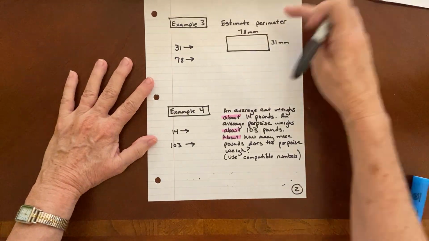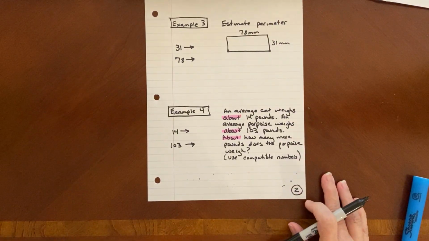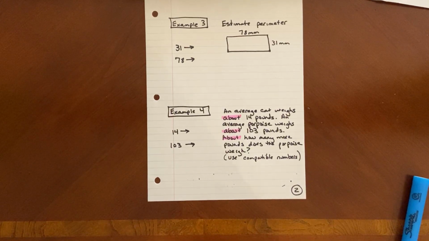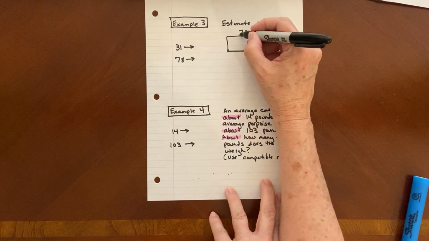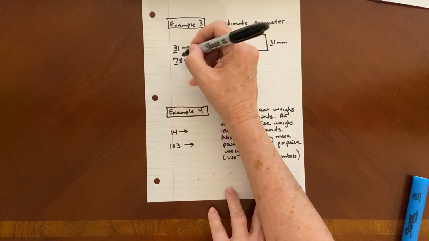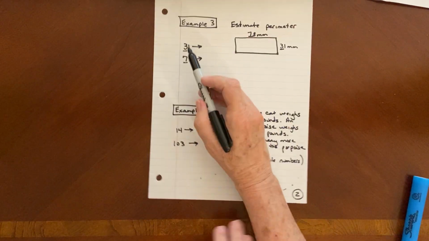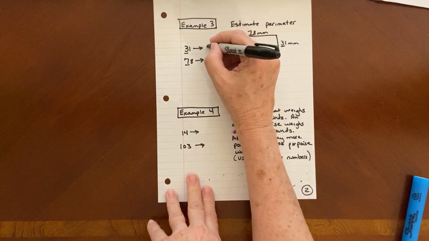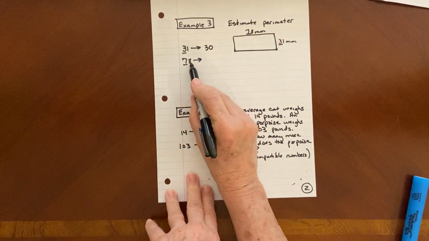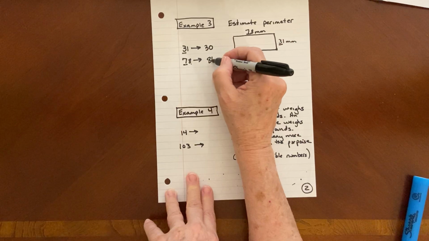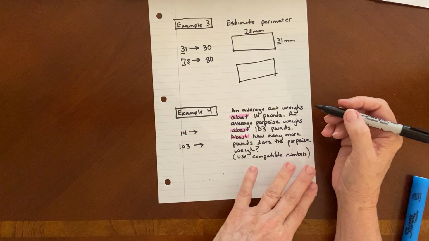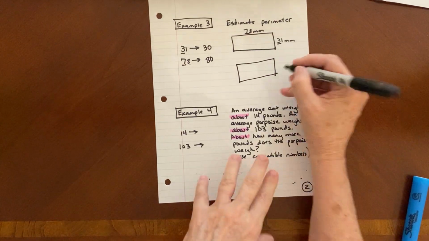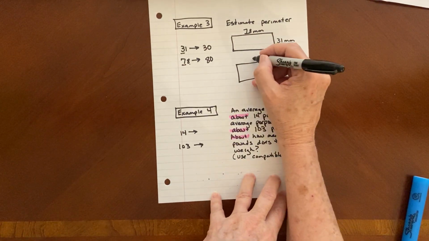Example 3 says, estimate the perimeter. Okay, so let's think about to the nearest 10 millimeters. So there's my 1 millimeters, there's my 10 millimeters. So I'm going to mark my place, the tens place, look next door. Is that 5 or greater? No, so it's going to round down. Is that 5 or greater? Yes, so it's going to round up. So when I'm estimating, that's much sloppier, sorry. I'm going to say this side is 30, this side is 80.